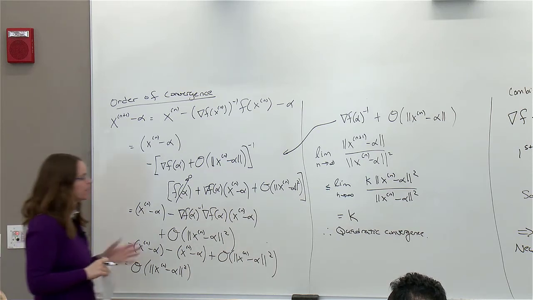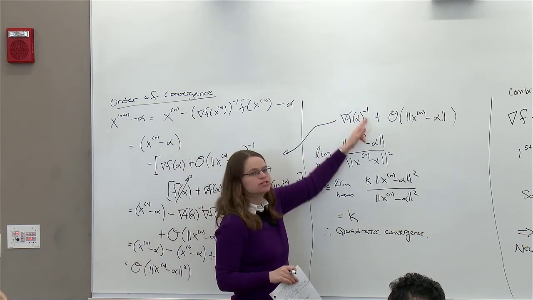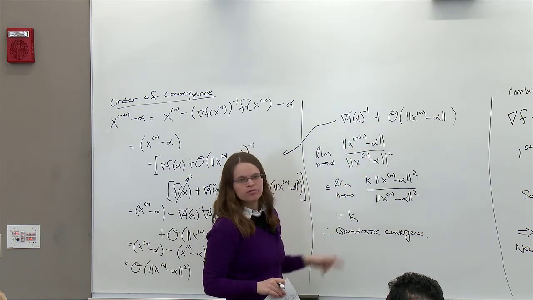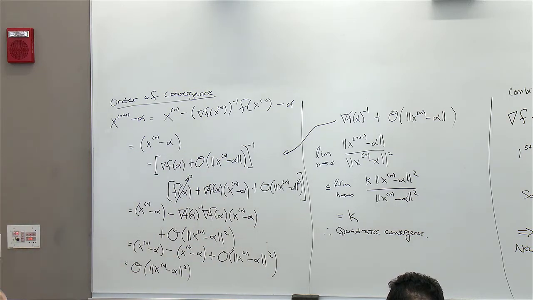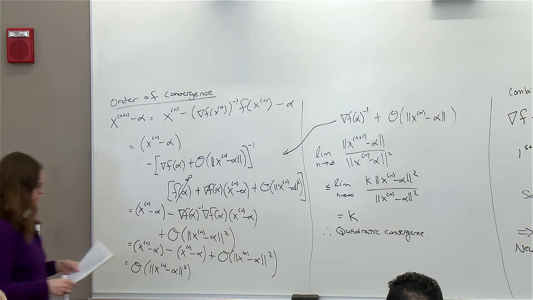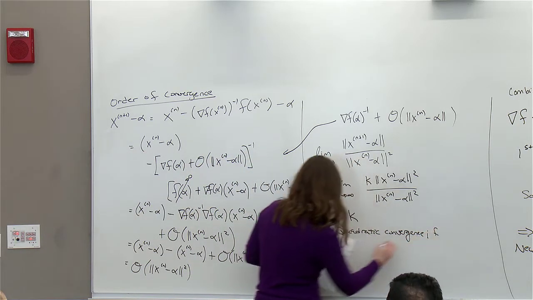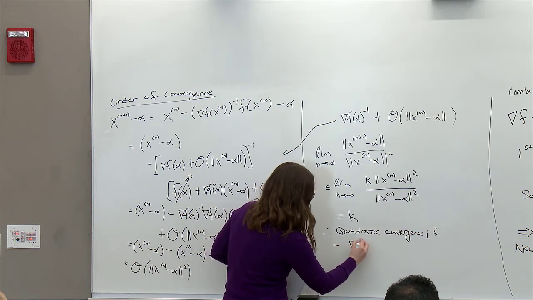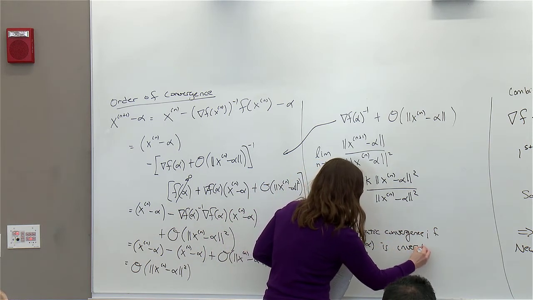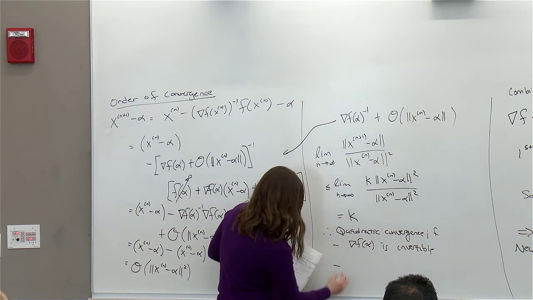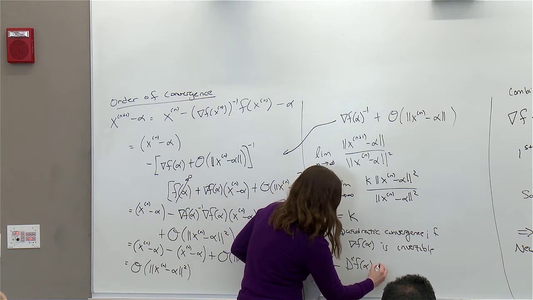Okay, so we have quadratic convergence as long as what? As long as this matrix is invertible, and as long as the Hessian is well-defined and continuous. So I'll say we have quadratic convergence if the Jacobian of f is invertible, and the Hessian exists and is continuous.